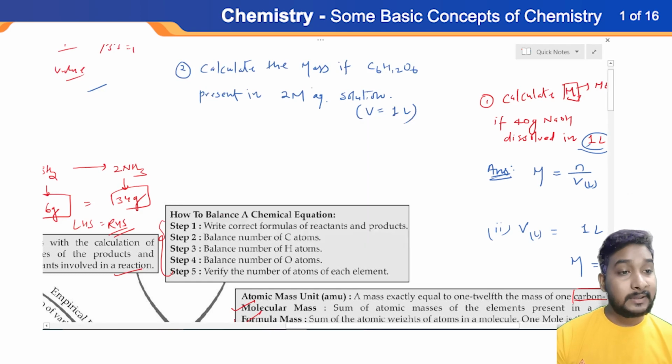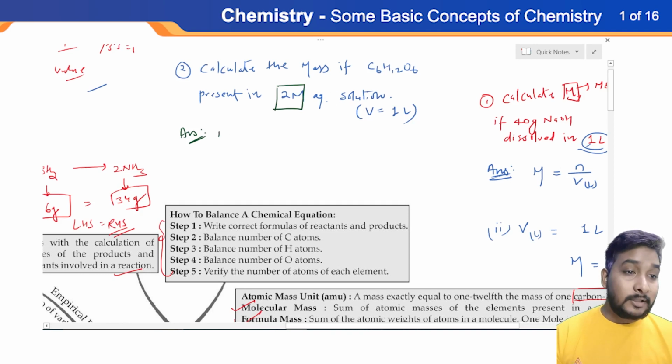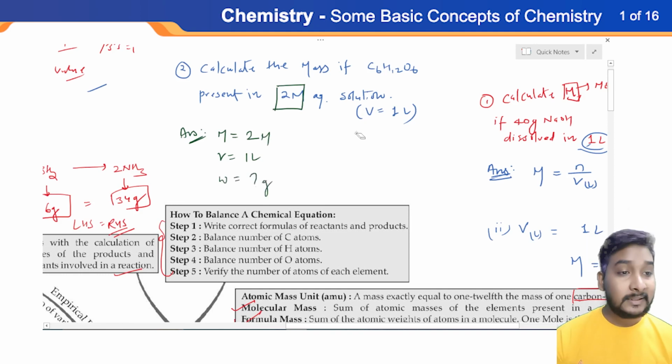Let me change my pen. Yes, in this question molarity is given, that is 2M. You can pause the video to solve this question. Okay, let me solve it. Molarity is given, that is 2. Volume is given, that is 1 liter. We have to calculate mass in grams. Okay, now we know the formula M is equal to n upon V in liters. We don't have the n, which is equal to W by M.